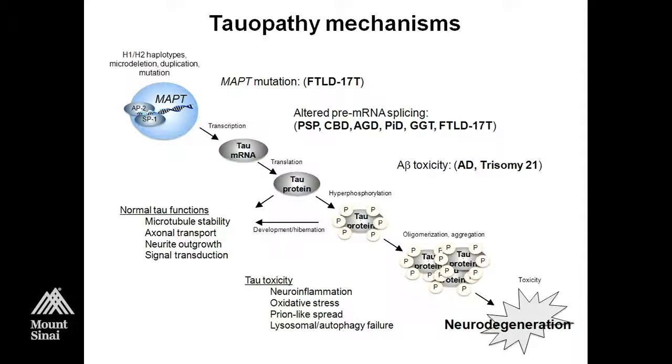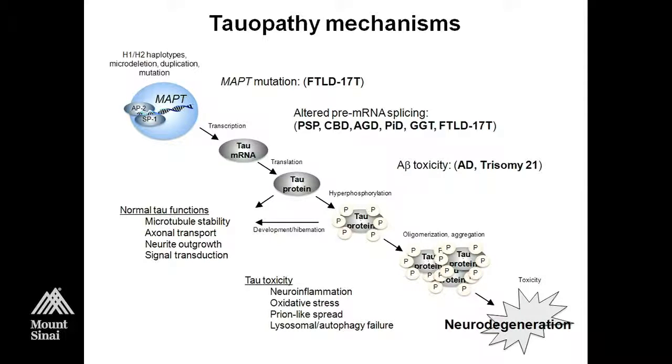So how does it work? What causes these tangles, and why are they killing neurons? Well, we don't really know, but if you look at these diseases, you can get some clues. We have genetic causes. We have the tau haplotypes, which I'll talk about a little bit more later. Tau deletion or duplication can influence disease. The mutations in the tau gene are important.